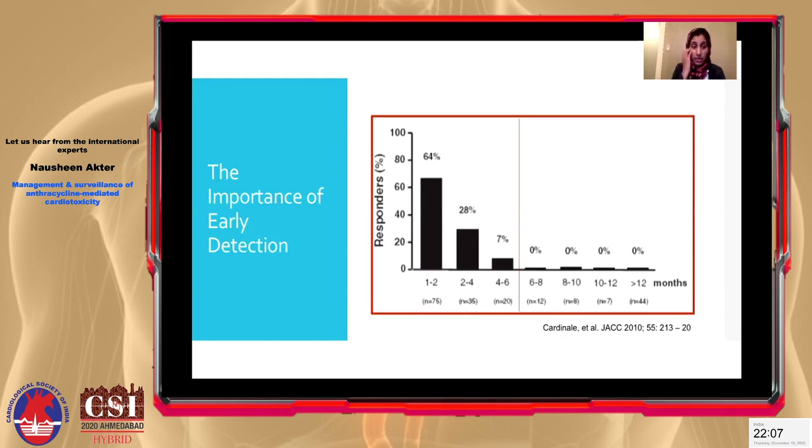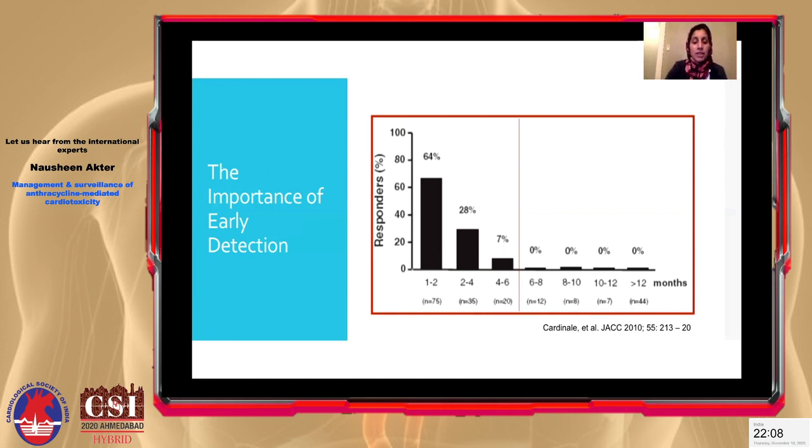It's a very important study that looked at the importance of early detection, done by Dr. Cardinali and colleagues. It was a prospective study in Italy over 8 years that looked at 201 patients who received anthracycline treatment and had an ejection fraction of less than 45%, thought to be likely due to chemotherapy. Responders were defined as an improvement in ejection fraction to normal or greater than 50%, and all patients received enalapril and carvedilol that were titrated to maximum dose.